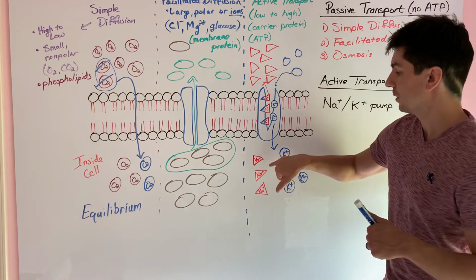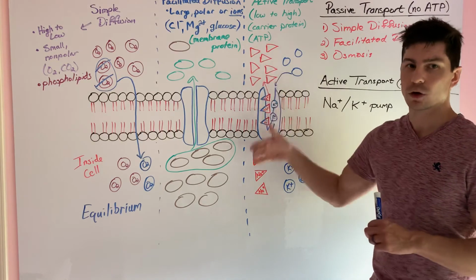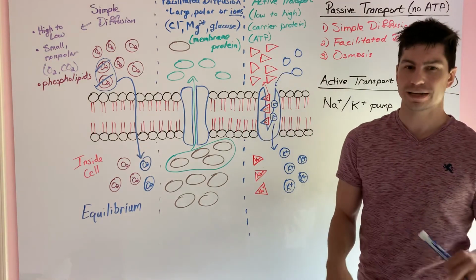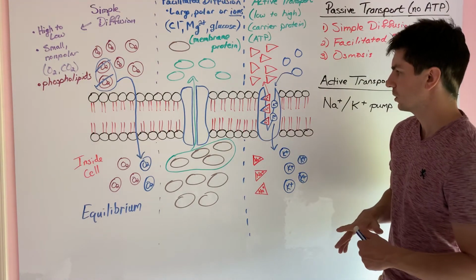We are going from low to high concentration. We want sodium outside of the cell. We want to bring potassium into the cell to try to keep those charges the same, because they both have a positive charge. All right.